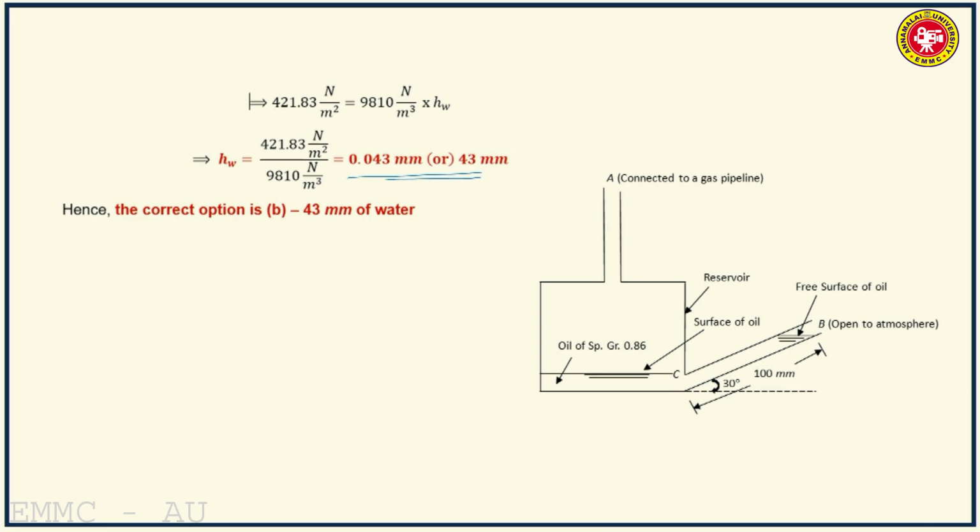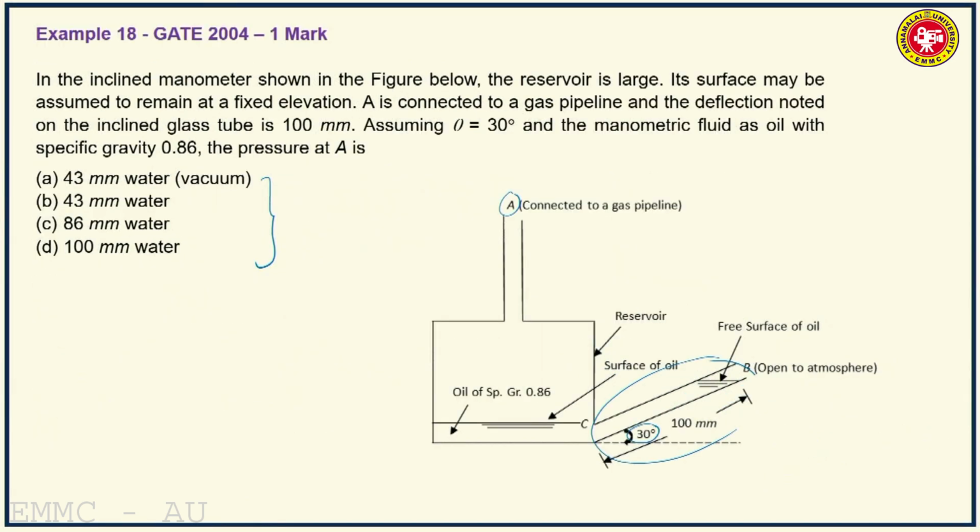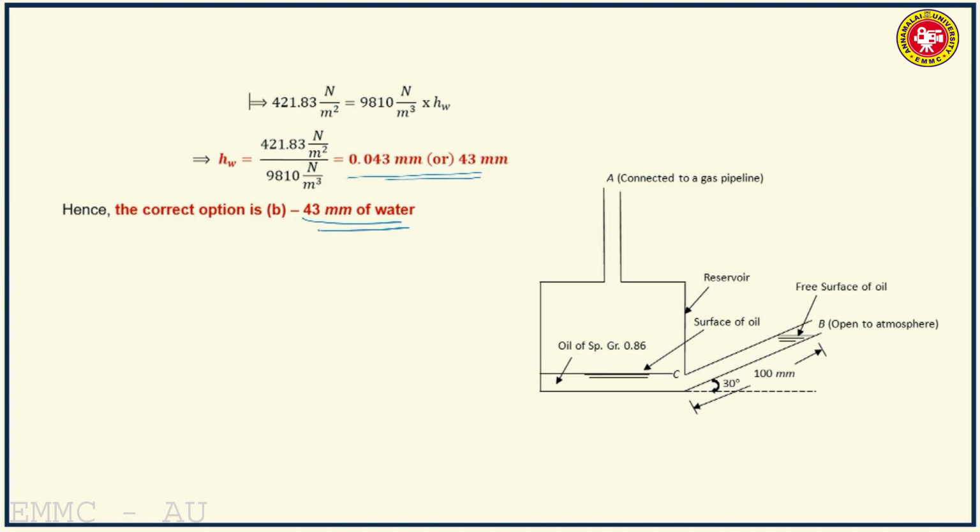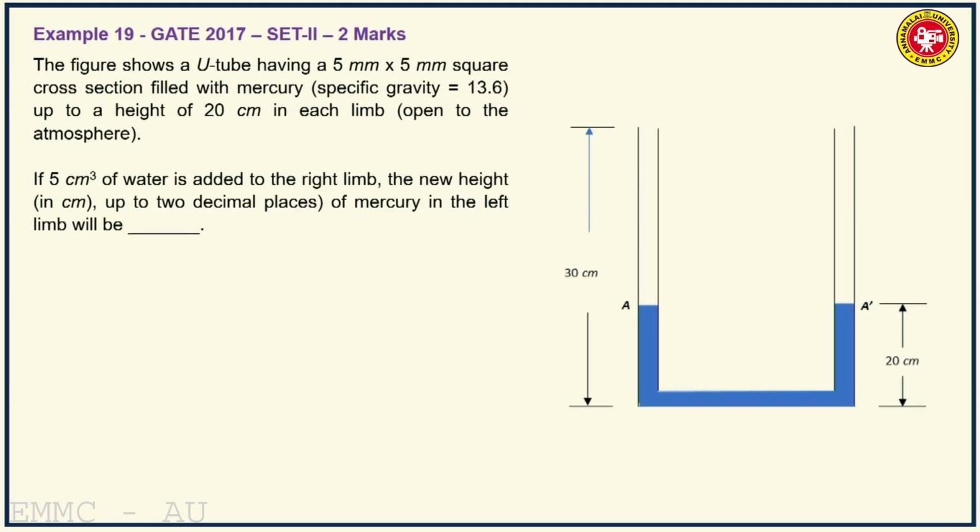So the correct option is 43 millimeters of water. You are asked to find out the pressure at A in terms of equivalent column of water. So it is 43 millimeters of water, positive. This is gauge pressure. This is gauge positive.